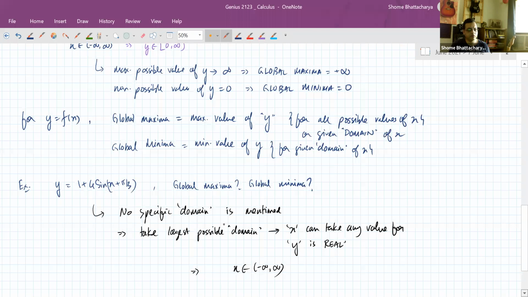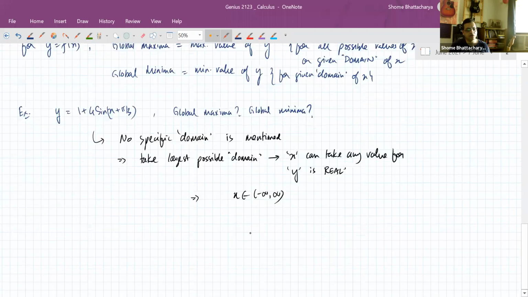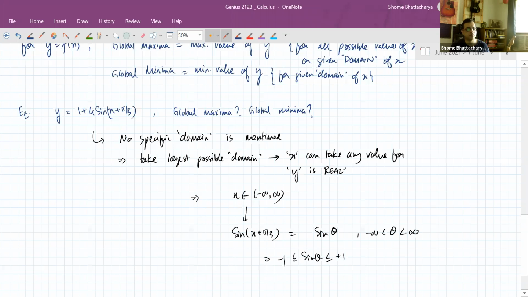But now we know that for this domain, sine of X plus pi by 3 is such that we can think of this like a sine theta, where theta is going from minus infinity to plus infinity. So that means sine theta is between plus 1 and minus 1. Or in other words, sine of X plus pi by 3 is between minus 1 and plus 1.